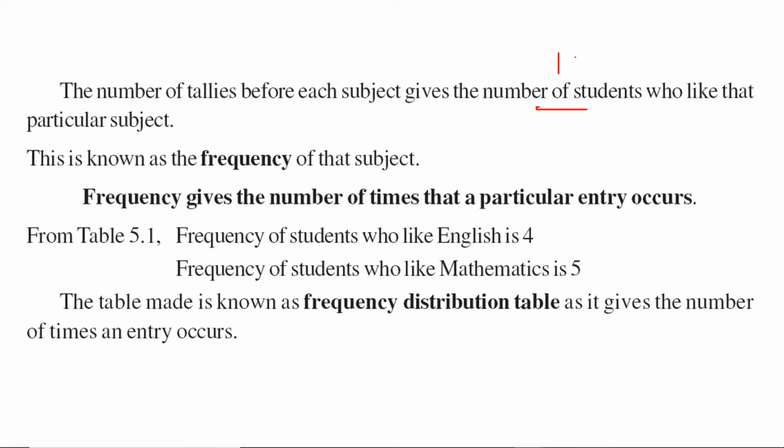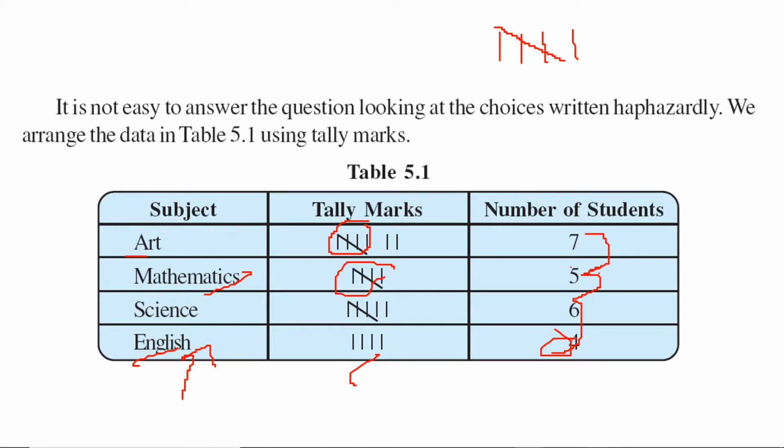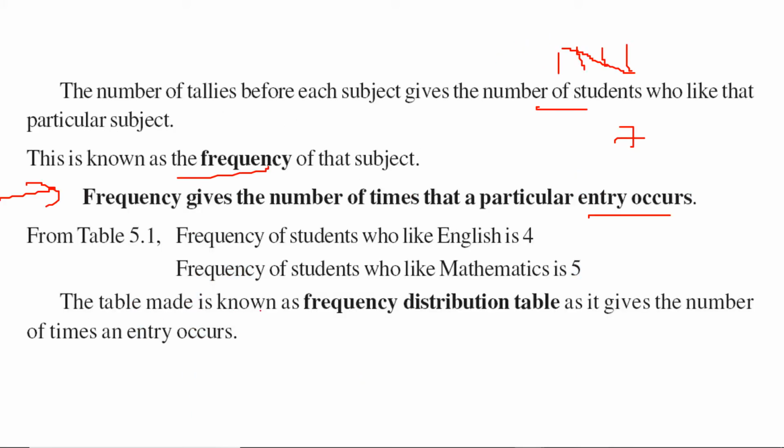We represented it by vertical bars, and finally we computed it. And this is also known as the frequency. The 7, the 5, the 4, the 6, they are frequencies. So frequency is the number of times that a particular entry is present. In this, the frequency of mathematics is 5. So the table made here is known as a frequency distribution table because it provides us the number of times an entry occurs. I hope you got the idea.